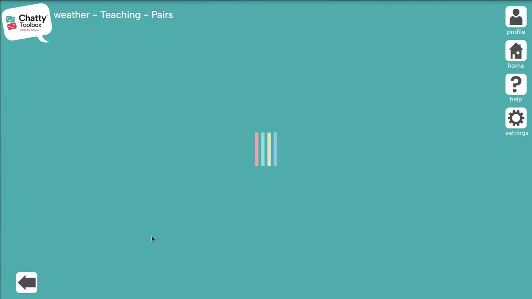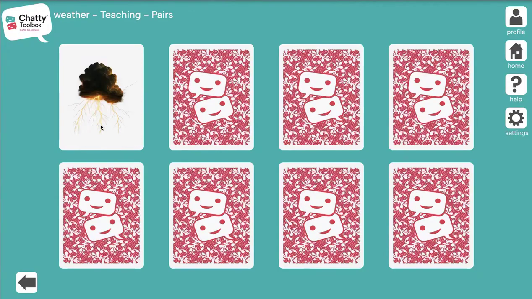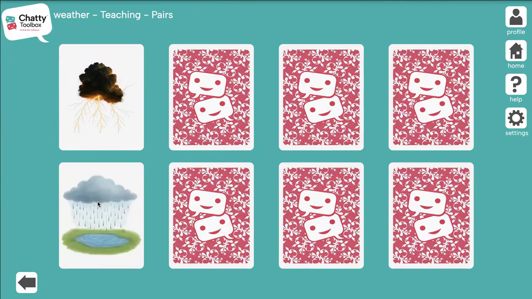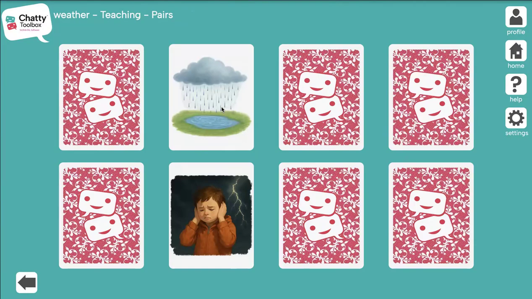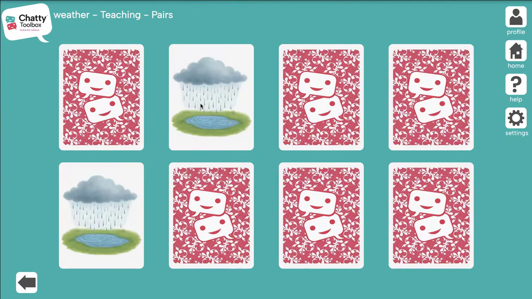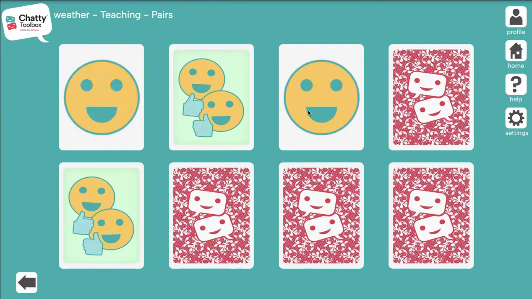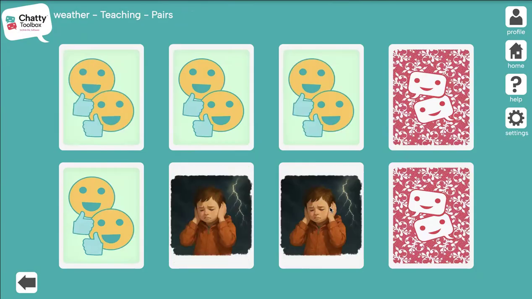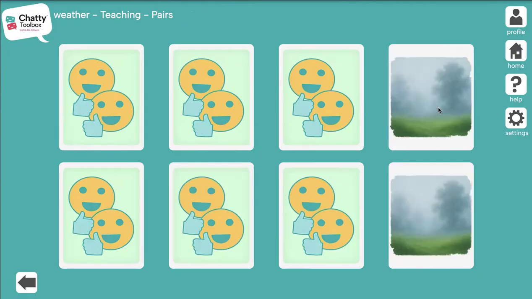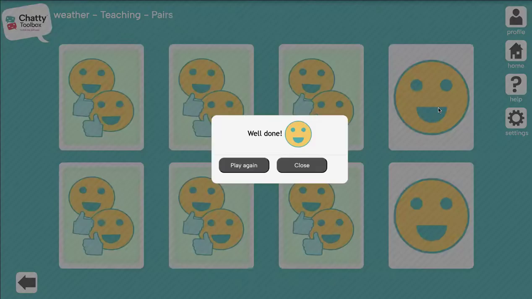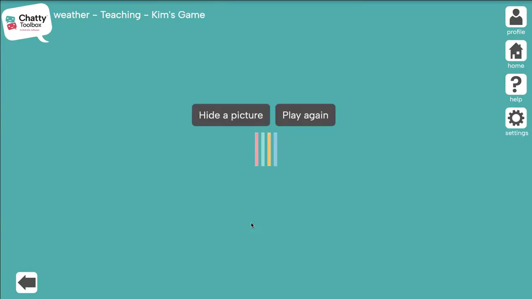I'll quickly go into the games just in case you've not seen these yet. Pairs, you're obviously looking for 2 the same. Lightning. You can click on a picture. Rain. And it will say what it is. Thunder. Oh, we've got rain, 2 rains there. But it's important the child is exposed to the word over and over again. Thunder. Fog. So if you were playing with a child, you could just be saying those words. If they were playing on their own, they could be clicking on the picture.